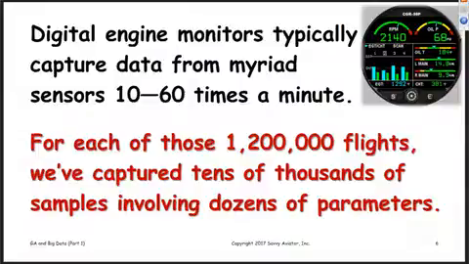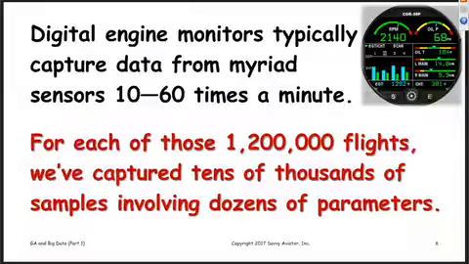And when I say a large amount of data, typical modern digital engine monitors normally will capture data from a bunch of sensors, typically 20 or 30 different sensors. They'll capture this information between 10 and 60 times a minute. The older ones tend to capture data every 6 seconds or so. The newer ones capture it every second or even more often than that.